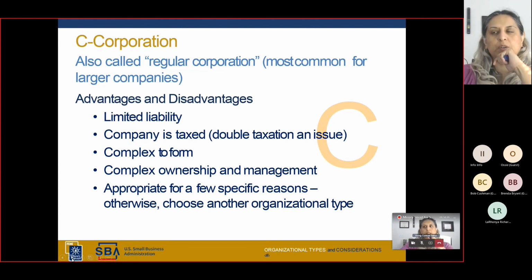Expenses and formalities. The owners of the S Corporation and the C Corporation must follow similar requirements. In addition, the C Corporation files its own tax returns.